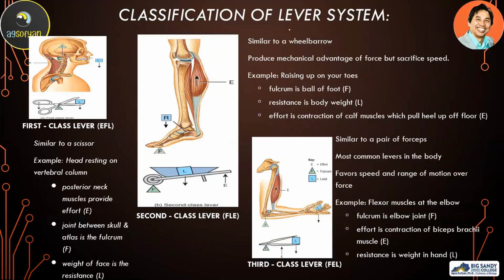Okay, classification of lever system. There are three types of lever system or classes. The first one is of course called the first class lever, and this is EFL. So the effort comes before the fulcrum and the load. The fulcrum will be in the middle. The effort comes first, and the load will be the last over here.